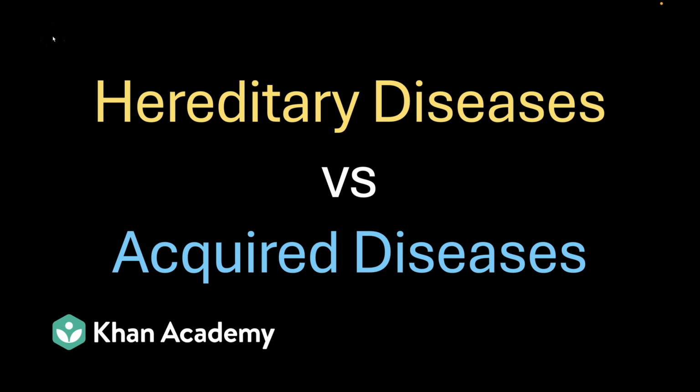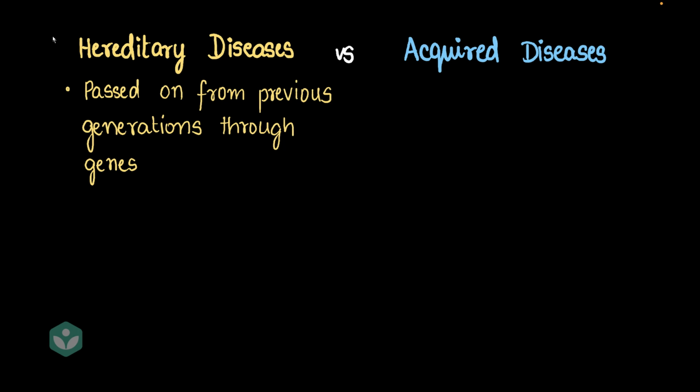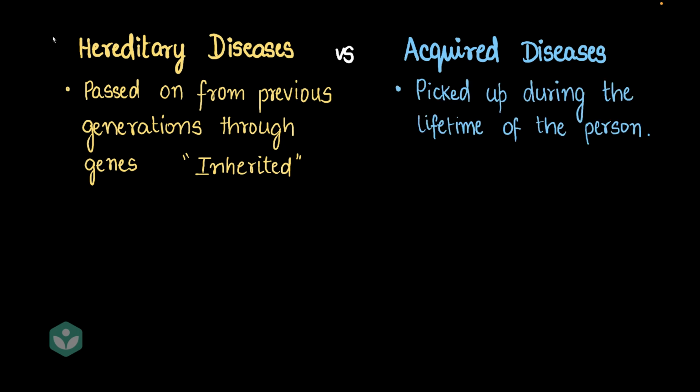In this video, we'll discuss hereditary diseases and acquired diseases. Hereditary diseases are passed on from previous generations through genes. That's basically passed on through your DNA. Hereditary diseases are inherited from ancestors by the individual, whereas acquired diseases are picked up during the lifetime of the person. There are a few different types of acquired diseases on the basis of how they are acquired. And I'll go through each of those types right now.